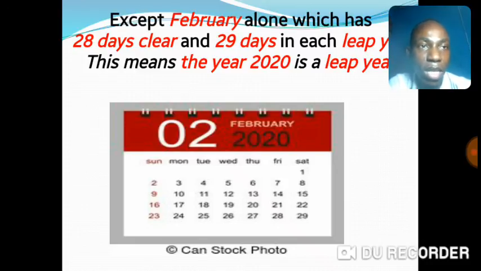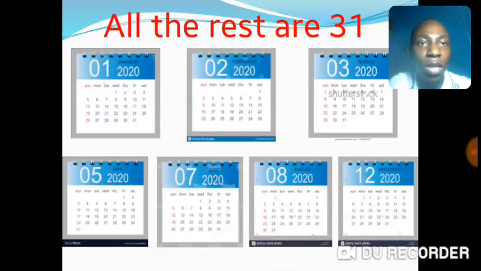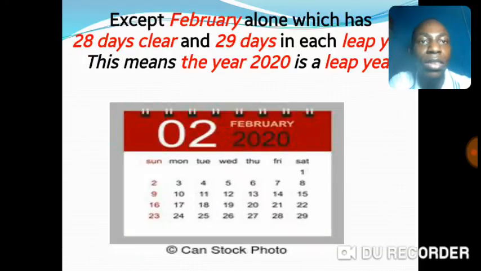Let's take that again. 30 days has September, April, June, and November. All the rest are 31, except February alone, which has 28 days clear and 29 days in each leap year. I guess you love that. You can do that on your own.